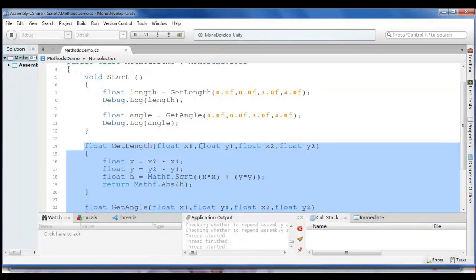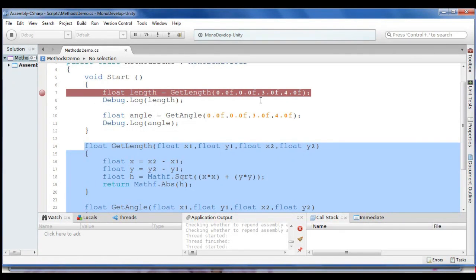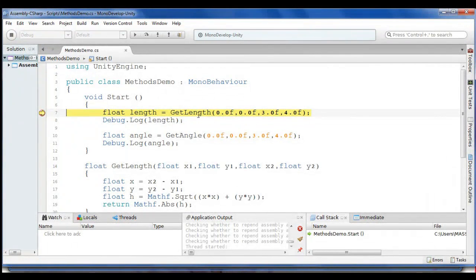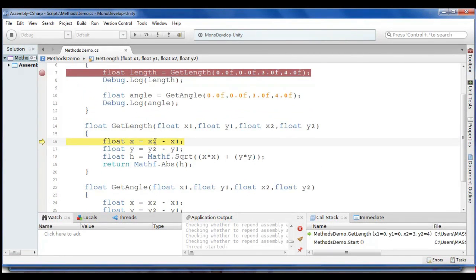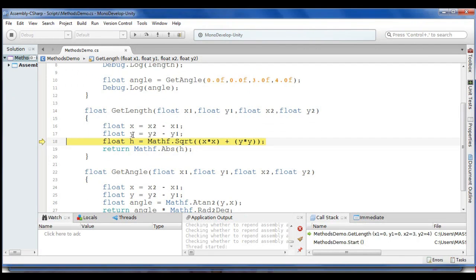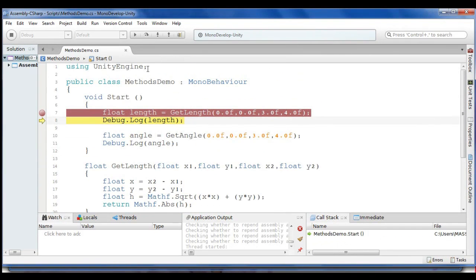Now we know everything. Let us run and trace it to understand how the code is working. First the getLength function is going to get called. Here we find the x distance: 3 minus 0 we get 3, 4 minus 0 we get 4. Then we find the square root of x square plus y square. We get the actual distance, that is the hypotenuse, or the length, or the distance. Then we get that back, the length we have got is 5, and we display it on the screen.